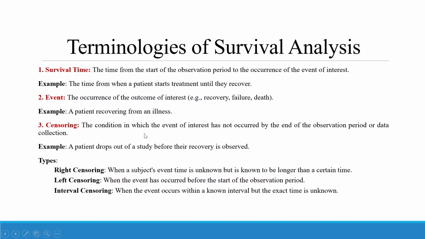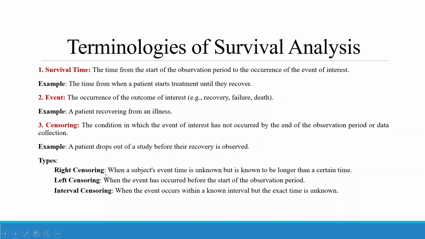Censoring: the condition in which the event of interest has not occurred by the end of the observation period or data collection. In short, the patient drops out of the study. Taking the same example, a patient drops out of the study before their recovery is observed. Types: right censoring, left censoring, interval censoring.